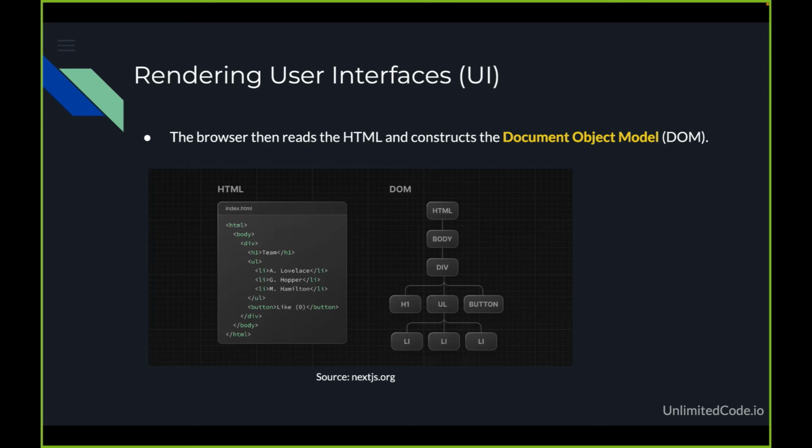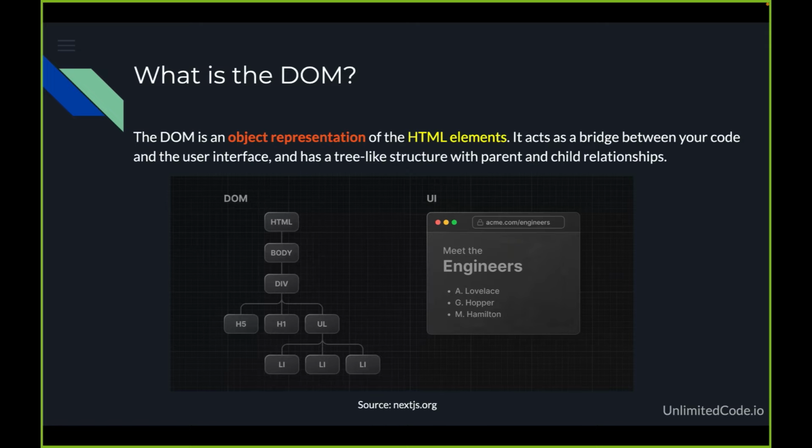So after rendering the HTML, rendering here means after creating or displaying the HTML, behind the scene, what really happens is that there is an object, a tree of document objects created, that your JavaScript can now interact with. So what is the DOM again? The DOM is an object representation of the HTML elements.